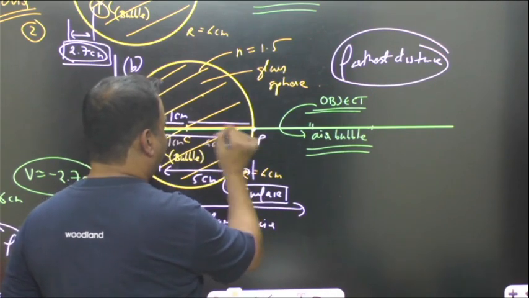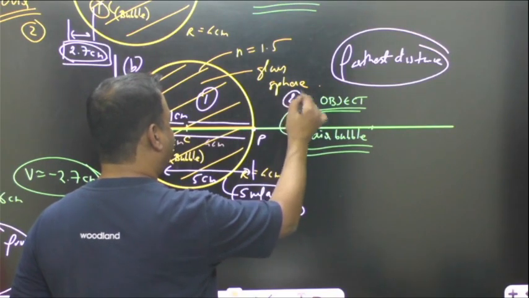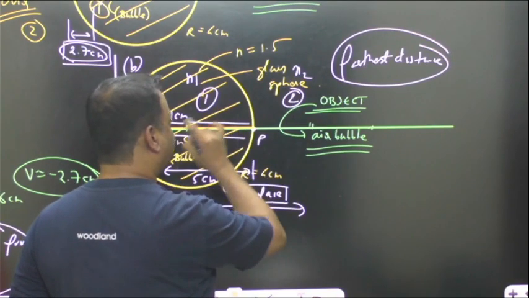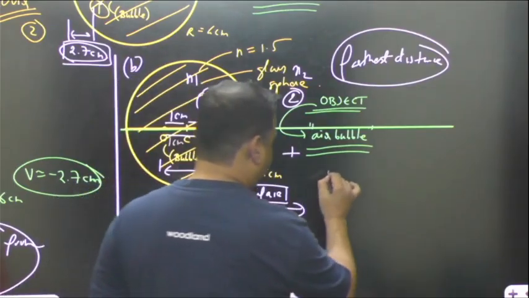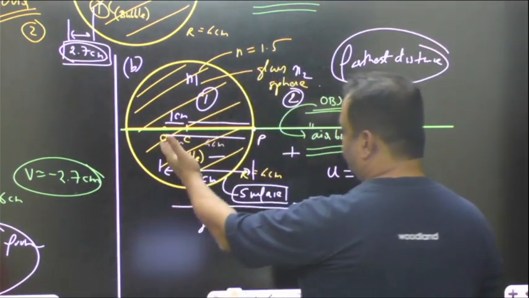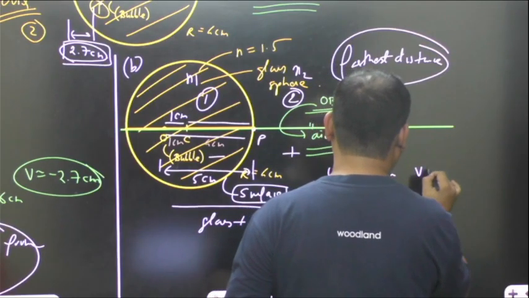This will be the radius of curvature. Which side will be positive? So this is medium 1, this is medium 2, this is N2, this is N1. Light is entering air, so this will be the positive side, this will be the negative side. So what will be U? Object is here, of course your U will be negative. Minus 5 centimeter, V we don't know.